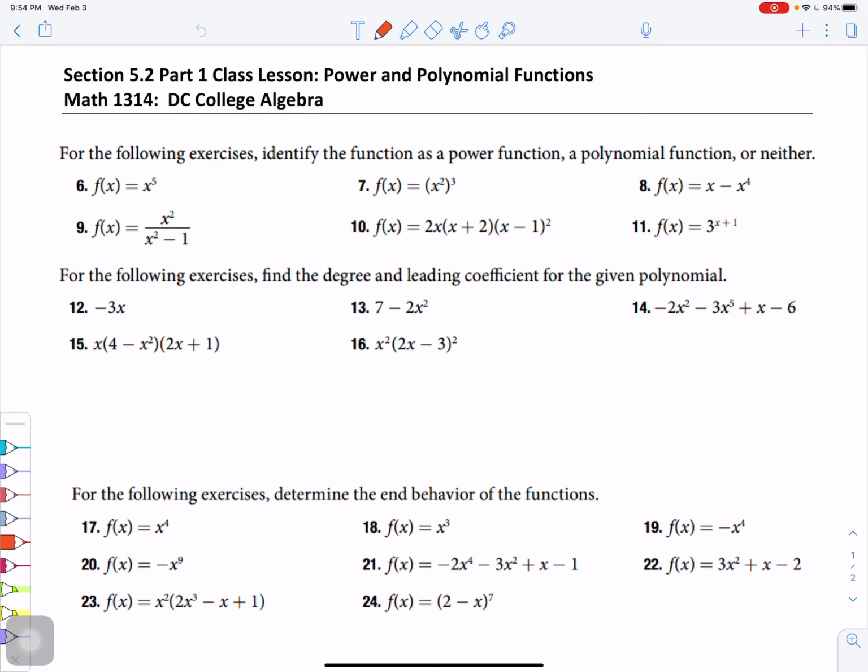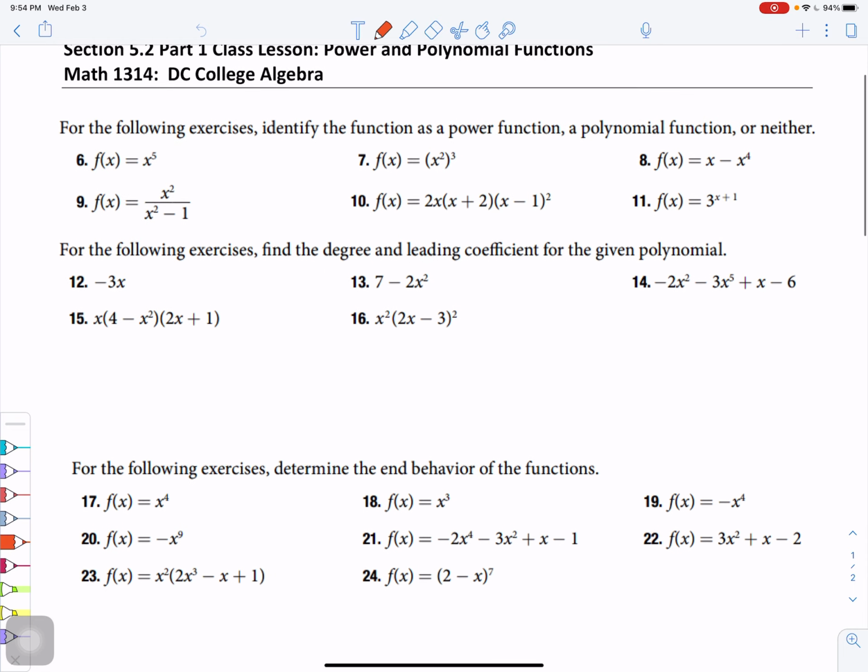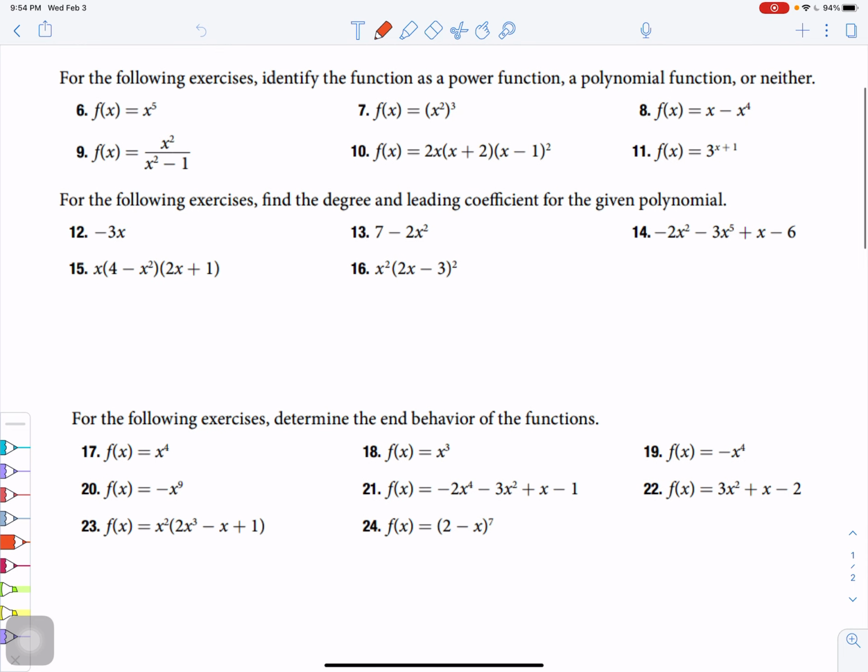This is the class lesson for section 5.2, part 1, and we will be talking about power and polynomial functions. So I just thought we would work these in groups. I think it's important. We can look at them all at the same time. So I'm actually going to work 6 through 11. So let's look at number 6.